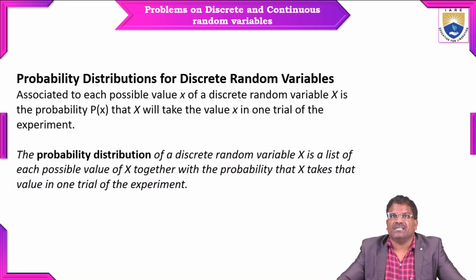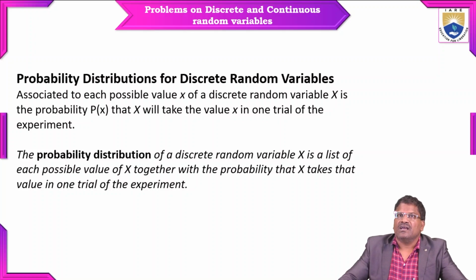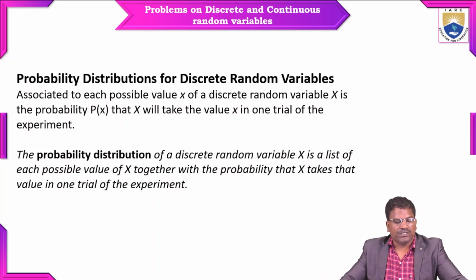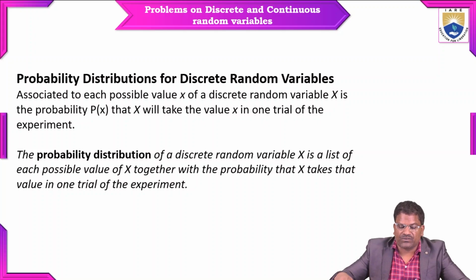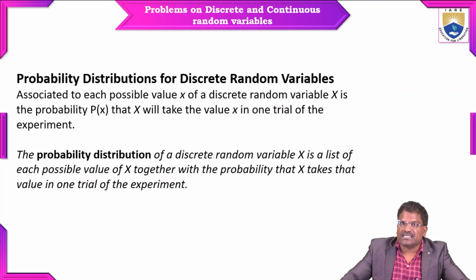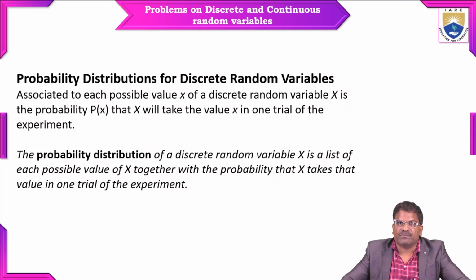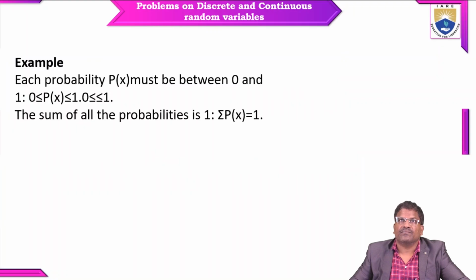Now, probability distributions for discrete random variables. These are associated with each possible value x of a discrete random variable X, the probability p of x that X will take the value x in one trial of the experiment. So the probability distribution of a discrete random variable X is a list of each possible value of x together with the probability that X takes that value in one trial of the experiment. For that, let us see one example.